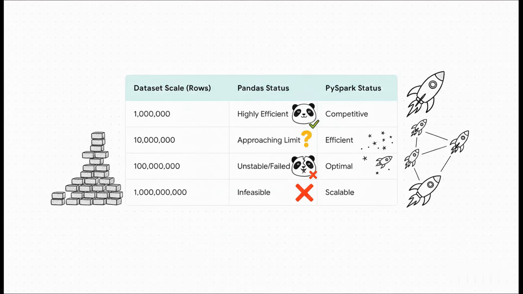Okay, but this table, this is where the story changes. At 1 million rows, pandas is in its element, super efficient. You push it to 10 million, and it starts to sweat a little. It's approaching its limit. By the time you hit 100 million rows, you're in Crash City. It's unstable, it's going to fail. And 1 billion? Forget about it. It's just not possible. And you can see, this is exactly where PySpark takes over and really starts to shine.